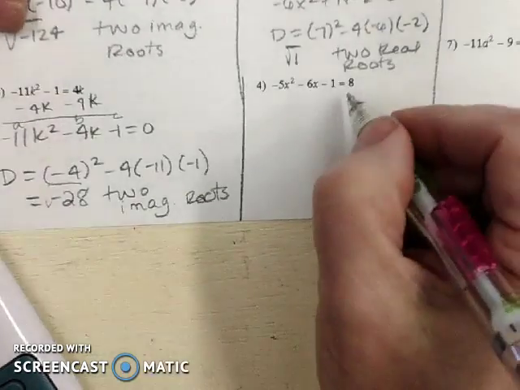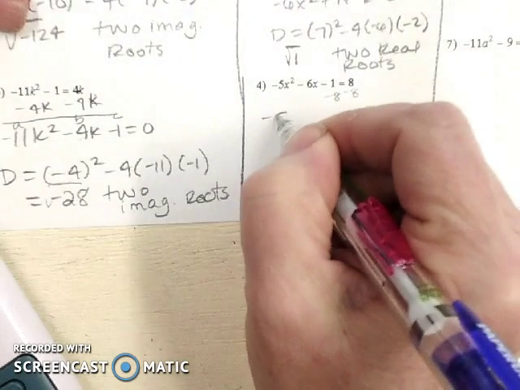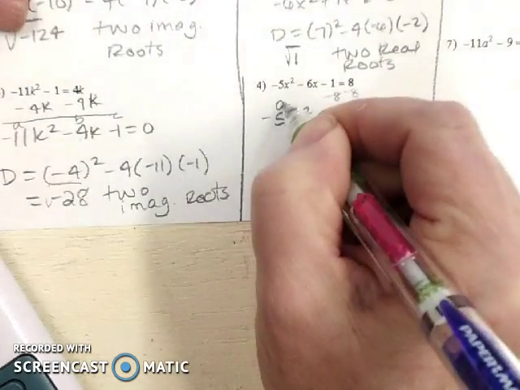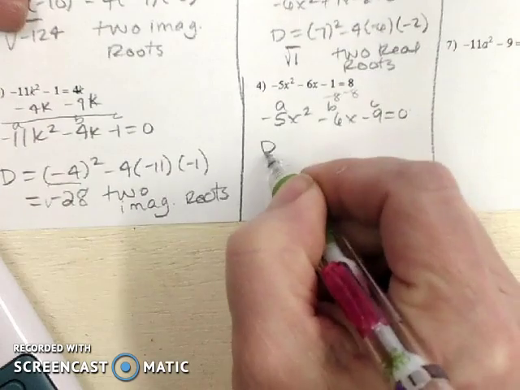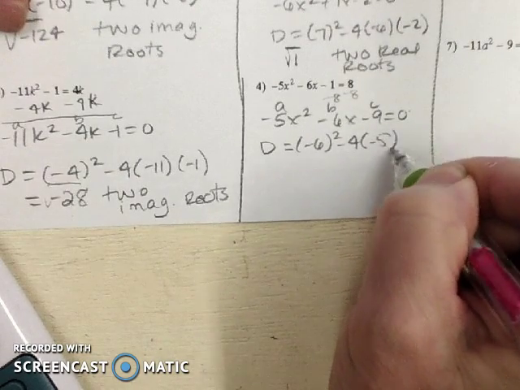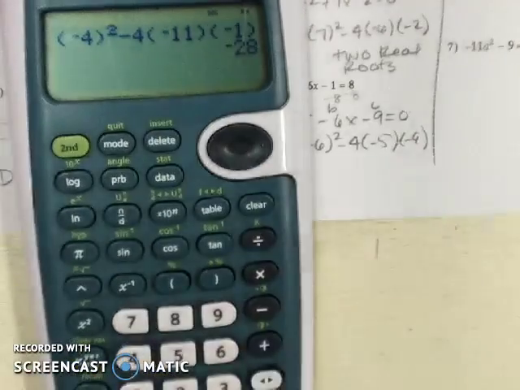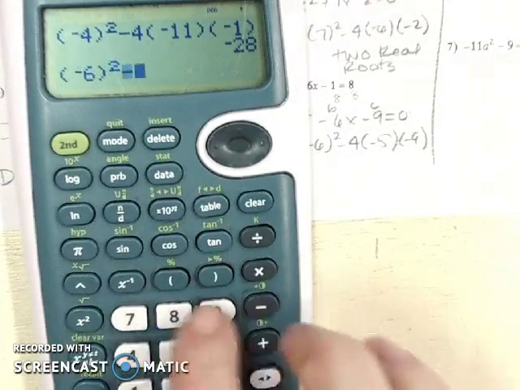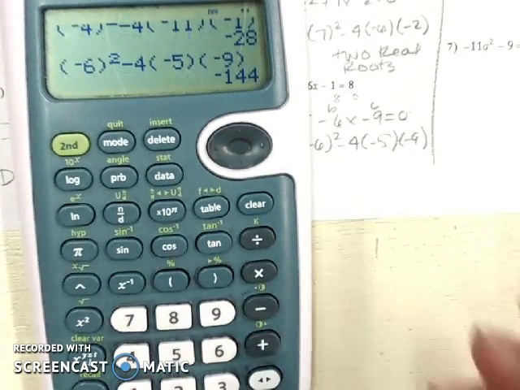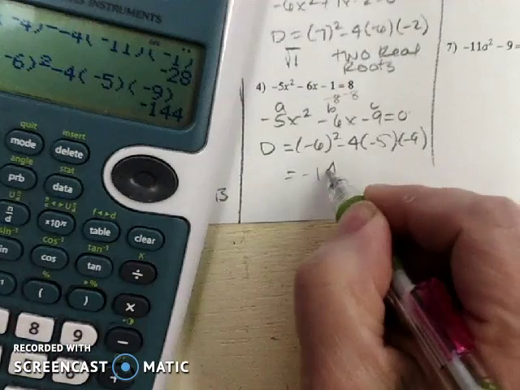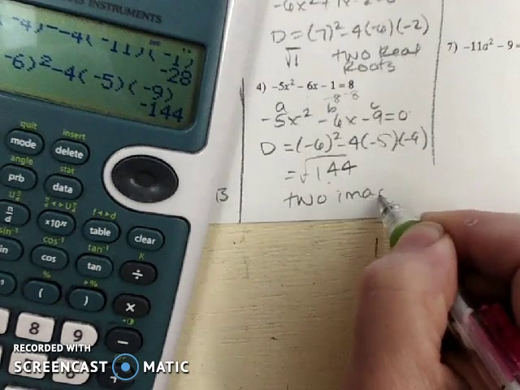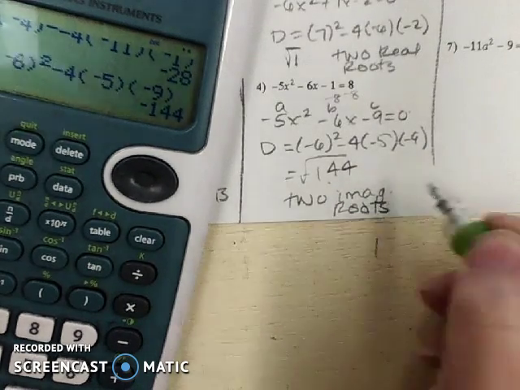Get it that way, so I'm going to subtract 8 from both sides, and I get negative 5x squared minus 6x minus 9 equals 0. There's A, there's B, there's C. Find your discriminant. B squared minus 4AC gives me a negative 144. Taking the square root of a negative number, 2 imaginary roots. That means there better be some I's in my answer.